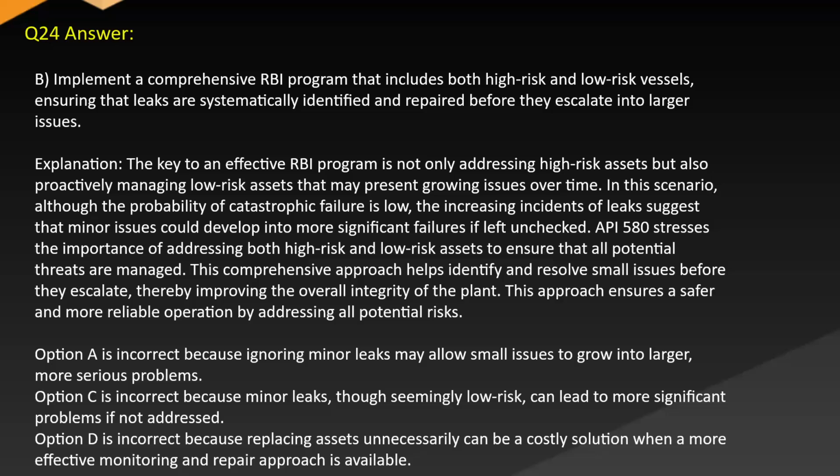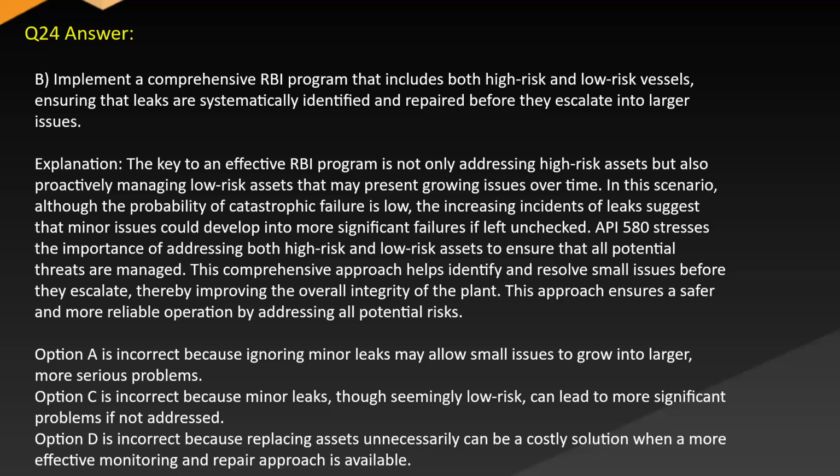Answer. B. Implement a comprehensive RBI program that includes both high-risk and low-risk vessels, ensuring that leaks are systematically identified and repaired before they escalate into larger issues. Explanation. The key to an effective RBI program is not only addressing high-risk assets but also proactively managing low-risk assets that may present growing issues over time. In this scenario, although the probability of catastrophic failure is low, the increasing incidence of leaks suggests that minor issues could develop into more significant failures if left unchecked.